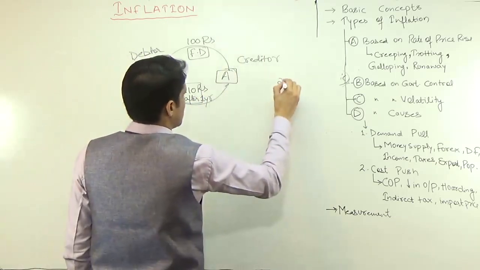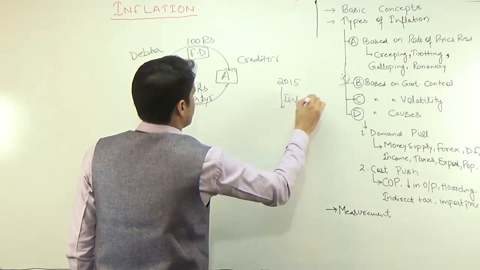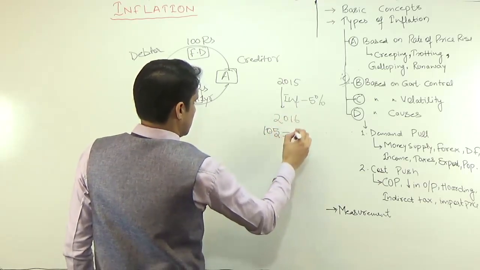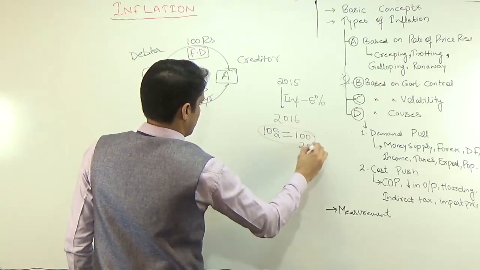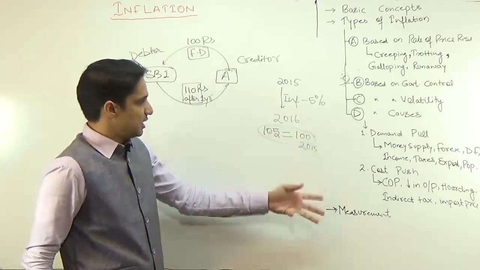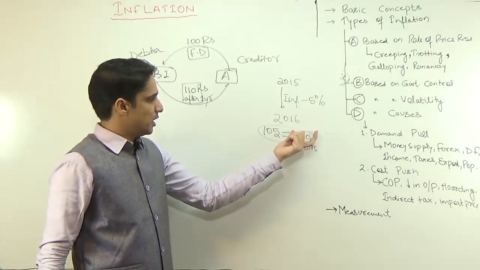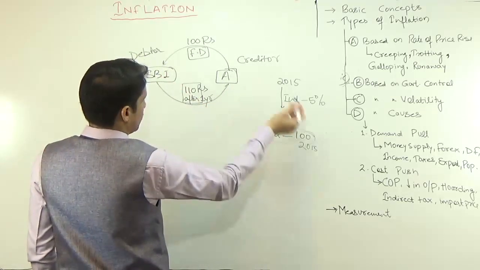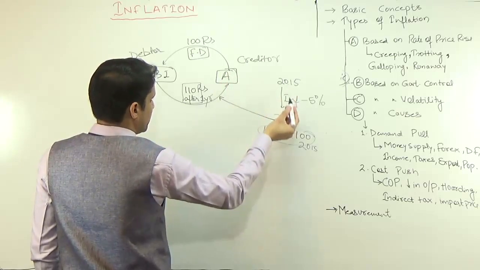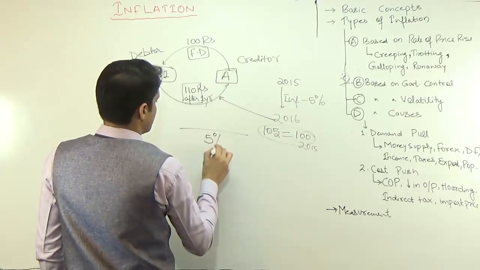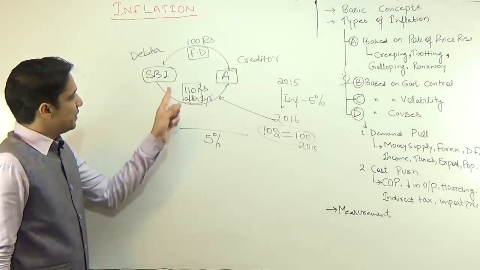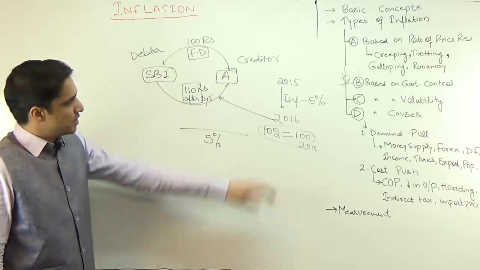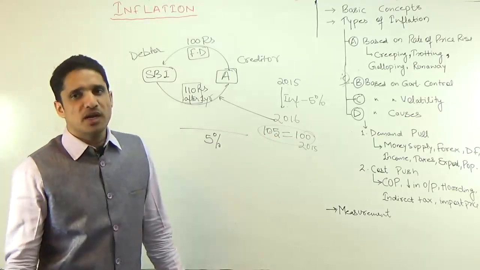But suppose all this happened in 2015, and there is an inflation of 5% in the economy. So in 2016, 105 rupees of 2016 is equal to 100 rupees of 2015, because there is 5% inflation. The purchasing power of the rupee has decreased. Earlier, whatever you were able to buy in 100 rupees, now you have to shell out 105 rupees. So theoretically, SBI returned 110 rupees in 2016, but because there is an inflation of 5%, SBI actually paid only an effective 5%, rather than the actual 10%, because the purchasing power of 105 has become equivalent to 100.